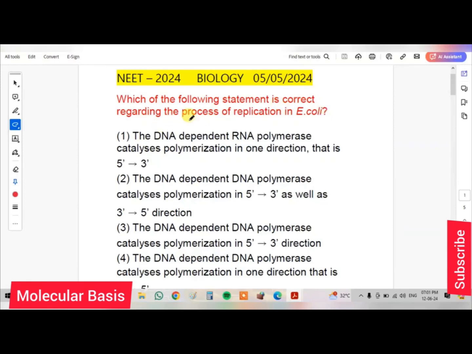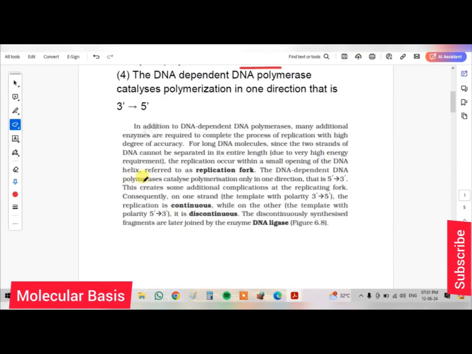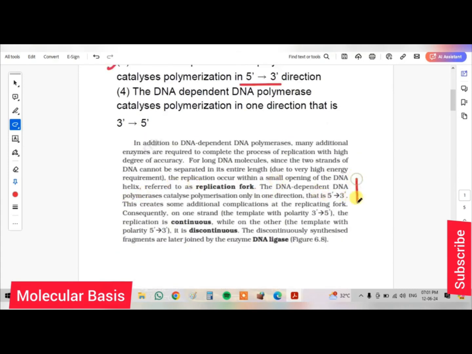Which of the following statements is correct regarding the process of replication in E. coli? Option 3 is the answer. The DNA dependent DNA polymerase catalyzes the polymerization in 5' to 3' direction. The process of replication in E. coli is in direction of 5' to 3'. You can see the NCERT lines topic from the chapter known as molecular basis of inheritance.